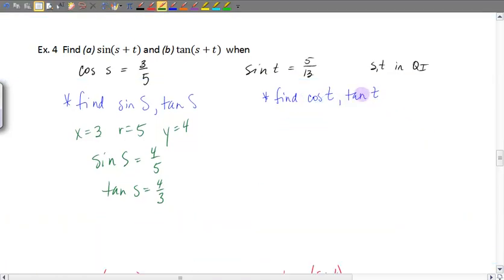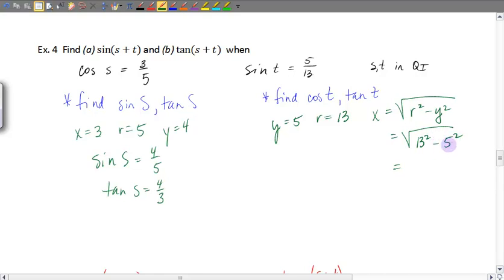So in this case, since I know what the sine is, I know that the sine is y. So y is 5, r is 13, and x is going to be, remember we can use Pythagorean's theorem, the square root of r squared minus y squared. That's going to be 13 squared minus 5 squared. Well, that's 169 minus 25, which would be the square root of 144, which is just 12.